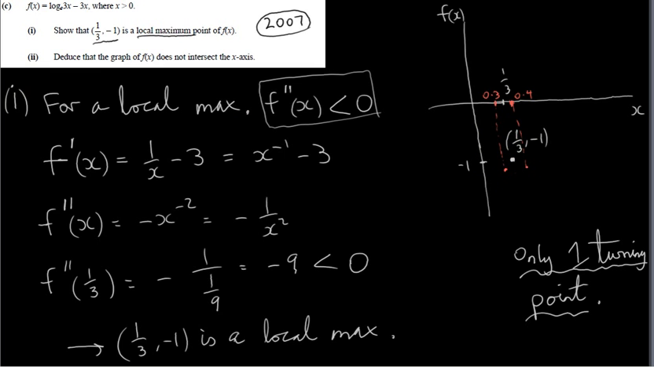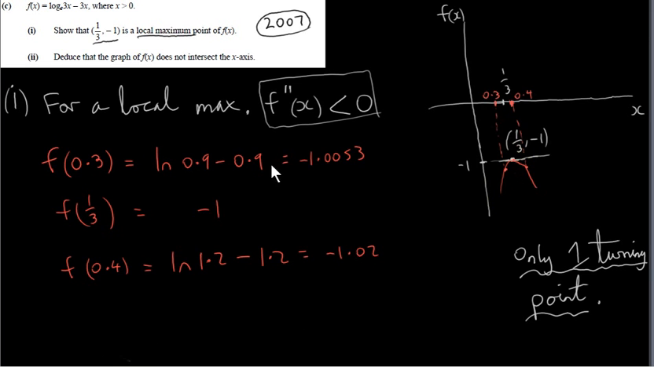So because the tangent to the curve at (1/3, -1) is a horizontal line, you can see that if f of 0.3 is less than minus 1 and if f of 0.4 is also less than minus 1, then the curve must look like this. So that's another way you could prove that this point is a local max.